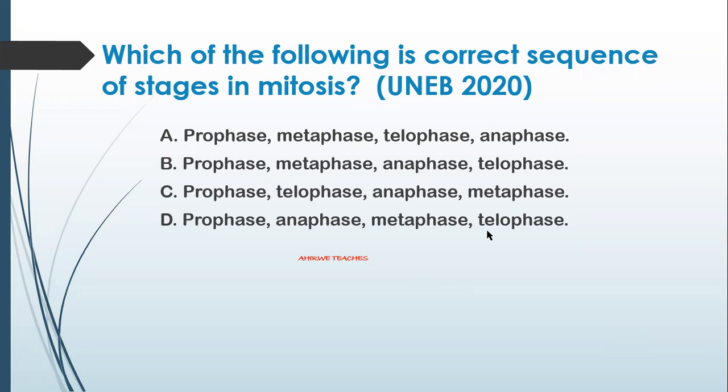And the correct answer here is B. That's brilliant. That's good. Okay. So, if it were you, you'd all pass this question. This was UNEB 2020. So the correct order is prophase, metaphase, anaphase, and finally telophase.